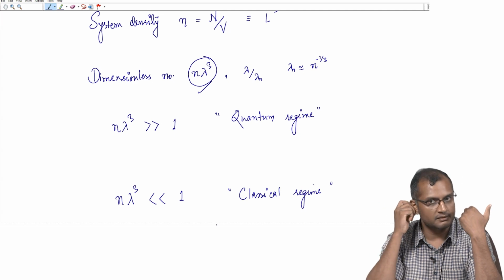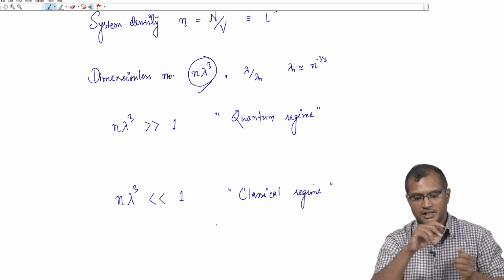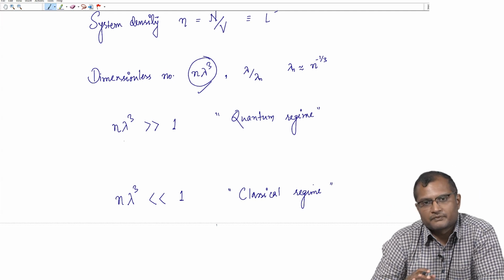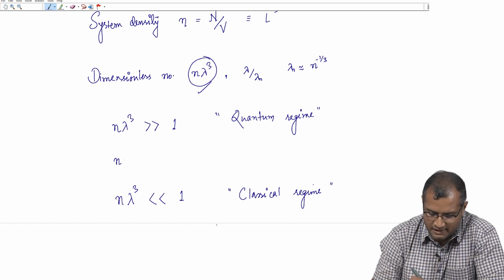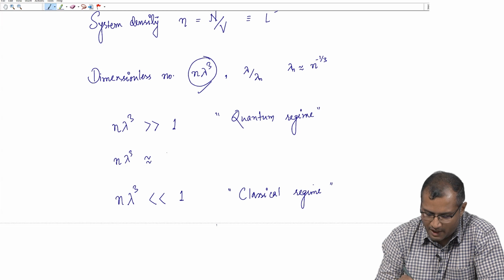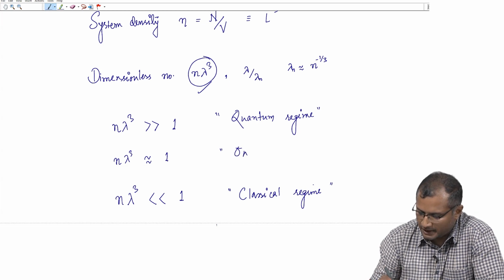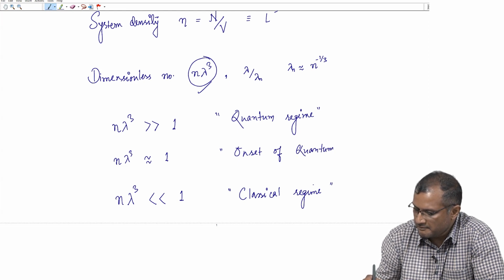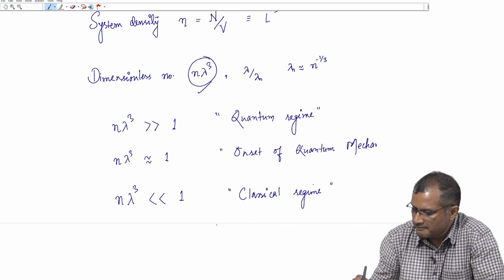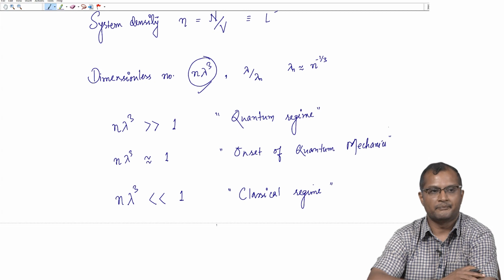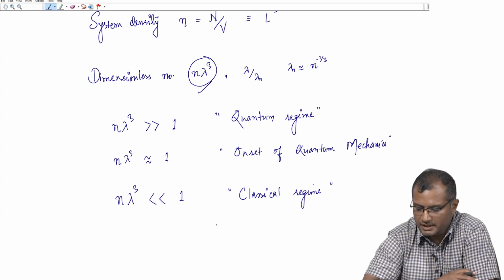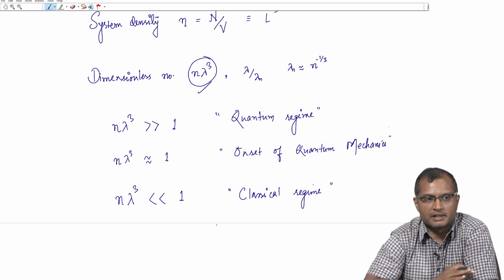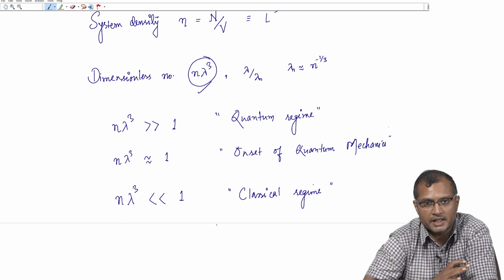Naturally, there is a boundary that separates these two, and the boundary is not sharp, the boundary is fuzzy. And I will say that n lambda cube of the order 1 is the onset of quantum mechanics. So, this is where you will say that I am not very clear which theory will work, but I am sure that the quantum effects are not ignorable, and n lambda cube is of the order 1. It is tricky, it is not easy.